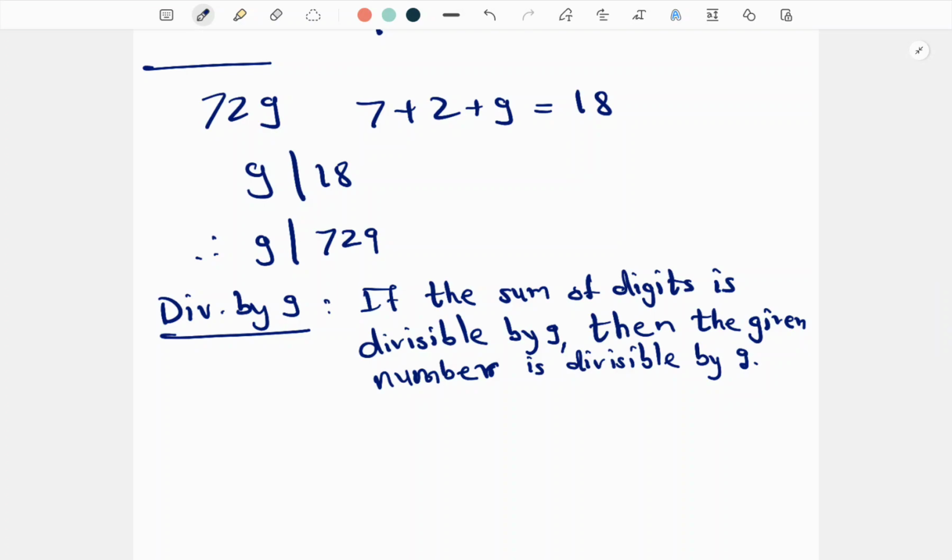Divisibility by 7, there is a rule, but it's slightly complex and it takes some practice to use it, and it's not very important, so I'm not mentioning that here. So that's the rules of divisibility by small numbers.